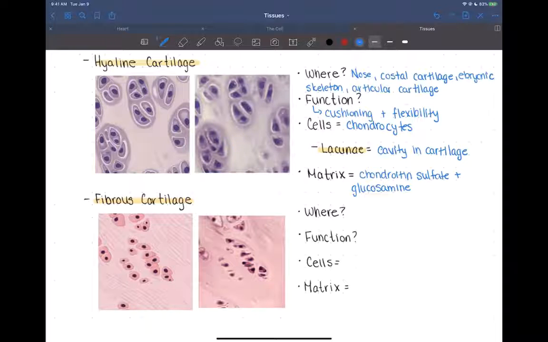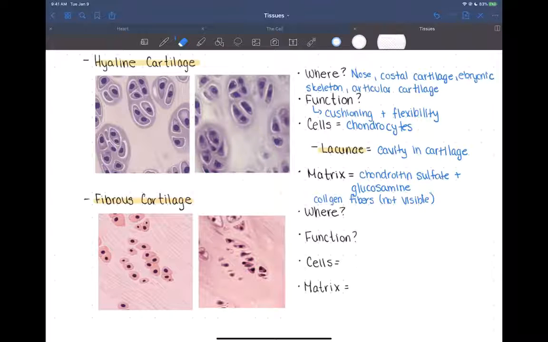That is the ground substance of the cartilage, and it gives it a much firmer consistency than hyaluronic acid would. It also is going to have some fibers, some collagen fibers, but they're not going to be visible when you're looking at a microscope slide. So that's our hyaline cartilage, our most common type of cartilage.